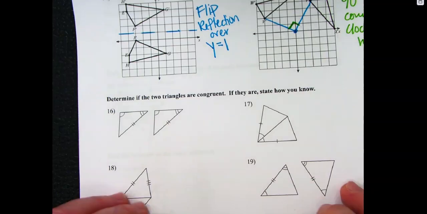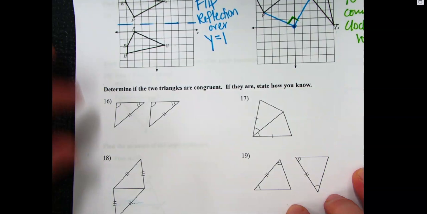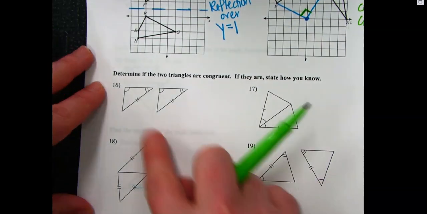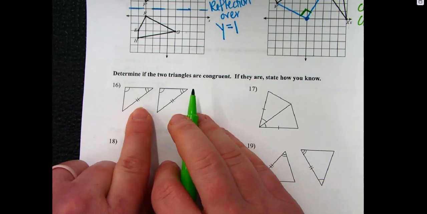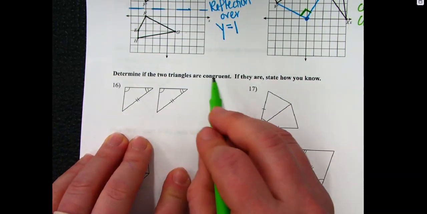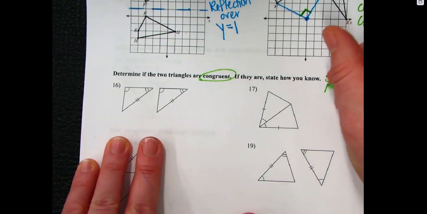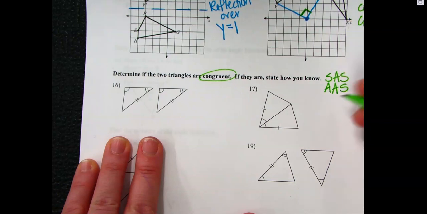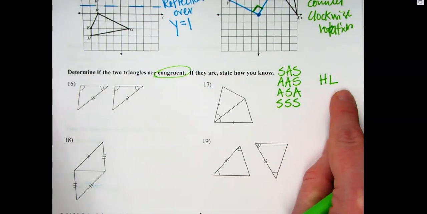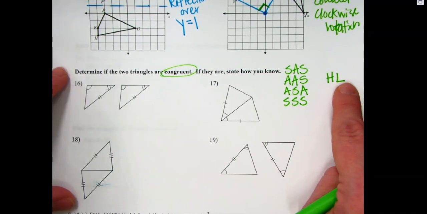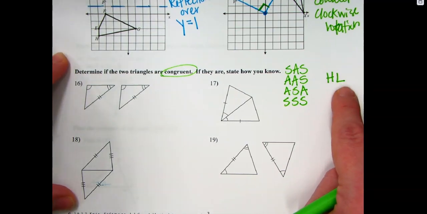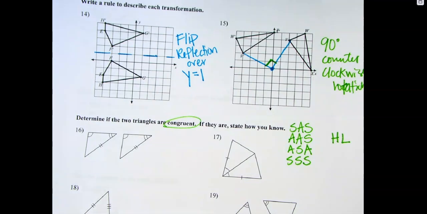Okay, number 16. So, if we look here, we're trying to decide if it's congruent, and if it is, how. Remember, our congruency statements are side, angle, side; angle, angle, side; angle, side, angle; side, side, side; or hypotenuse leg. Those are our options. Hypotenuse leg I wrote over here though because it is only available to be used if you have a right angle. So you'd have to have a square box that is representing a right angle.